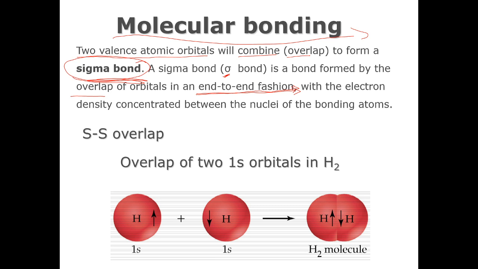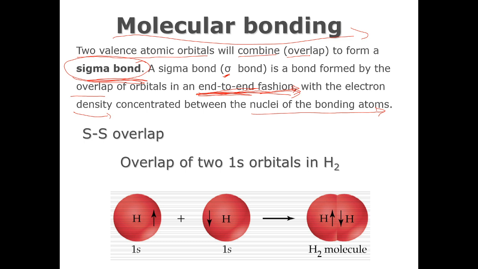We'll get to see that as we proceed. The electron density will be between the two nuclei of the bonding atoms. So when you talk about sigma bonding, overlap is end-to-end. If someone asks you, what's a sigma bond? A sigma bond is a bond that is formed by overlapping two atomic orbitals in an end-to-end fashion. Full stop.